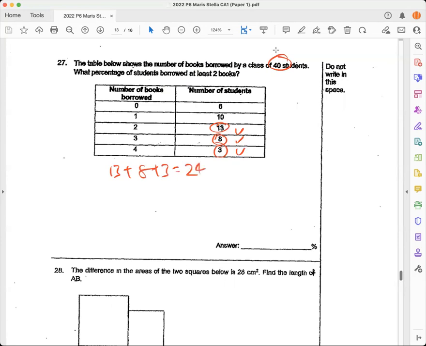So the percentage will be 24 over 40 multiplied by 100%. If you do it without a calculator, you simplify: divided by 8, you get 3; divided by 8, you get 5. So it's 3/5 times 100%, and then you'll get 60%.